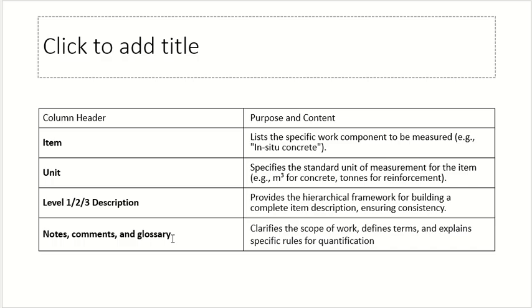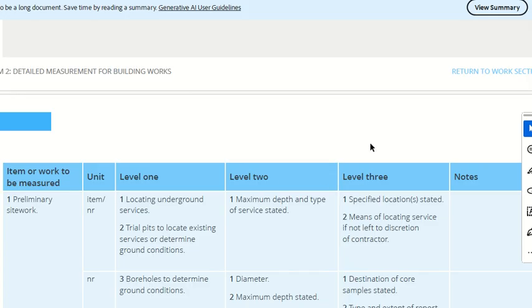Then when you go into the work section after this, you will see the item, the unit for the item, the level description of the item, and any notes or commentary or glossary, any definition of the terms.